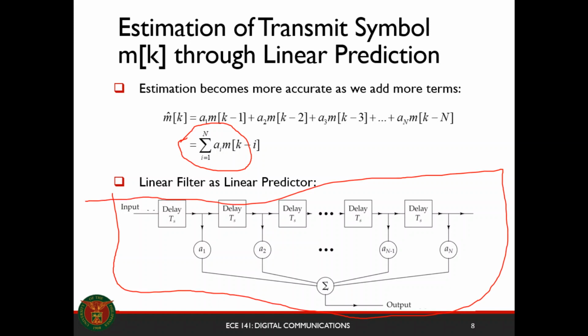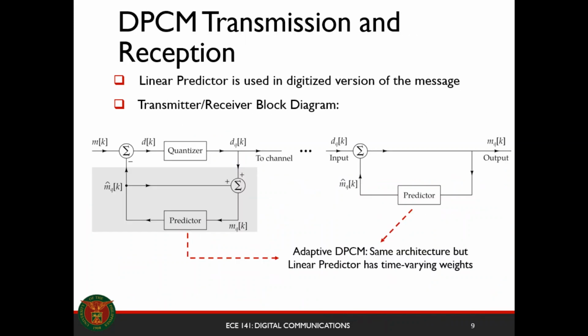So we call this the linear predictor, which is basically just a low-pass filter. So this is a low-pass filter in the digital domain. A linear predictor is used to estimate the next value. And we actually use the predictor also to transmit the difference in values. So that's how we transmit our DPCM.